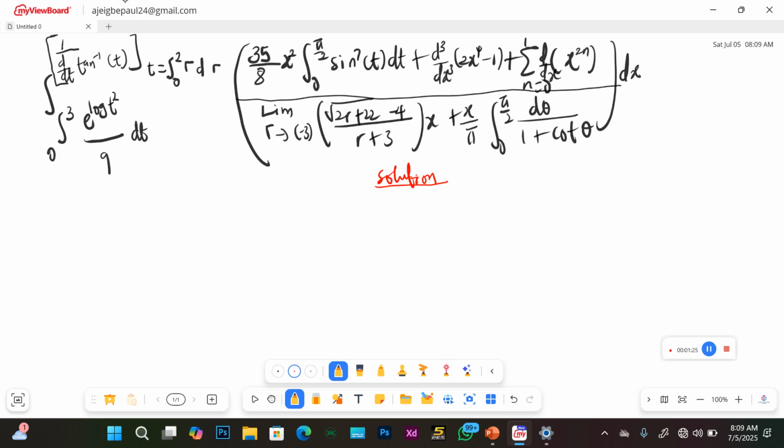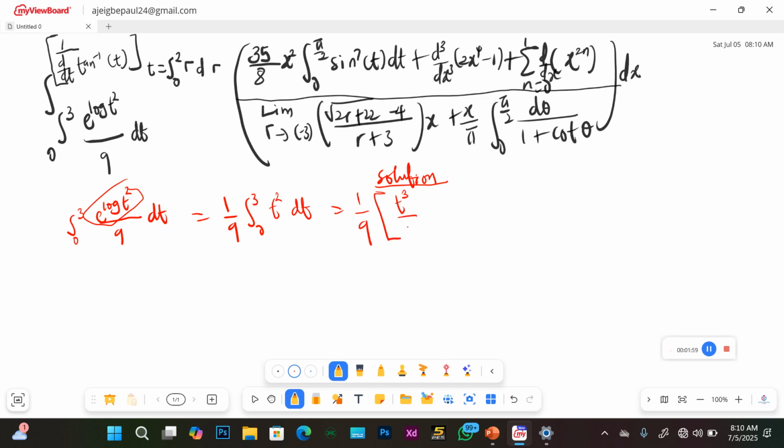The lower limit is the integral from 0 to 3 of e raised to the power of log t squared over 9 dt. So this is equal to 1 over 9 times the integral from 0 to 3. Then we know that e raised to the power of log t squared is the same thing as t squared. So we have t squared dt. So we take the integral of t squared, which will be t raised to the power of 3 over 3, from 0 to 3.